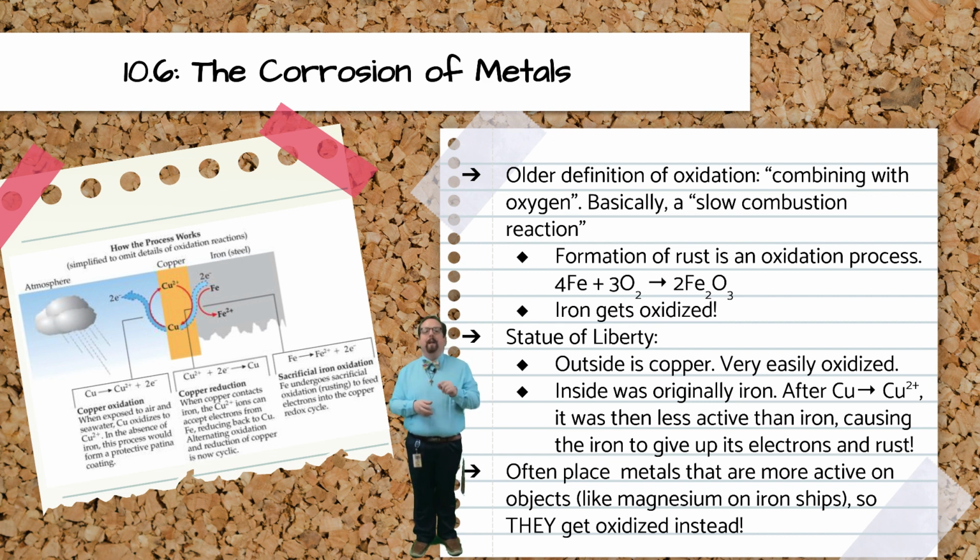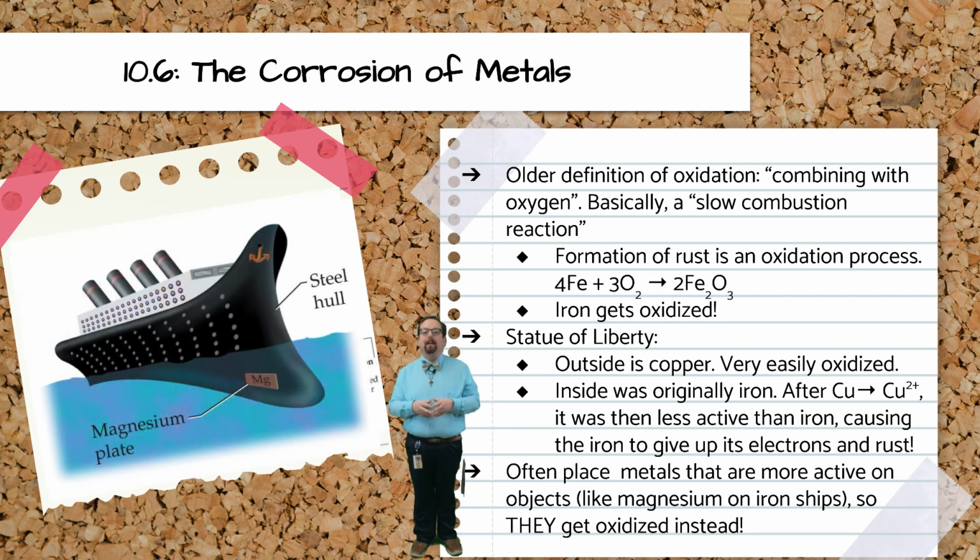To avoid this on metal ships, it's common to bolt a sacrificial plate of a more active metal onto the ship. When you do this, whatever oxidation occurs will happen at that spot before any oxidation on the ship occurs. It's a lot cheaper to replace a small sacrificial plate on the side of a hull than to repair rusted out holes on the ship.